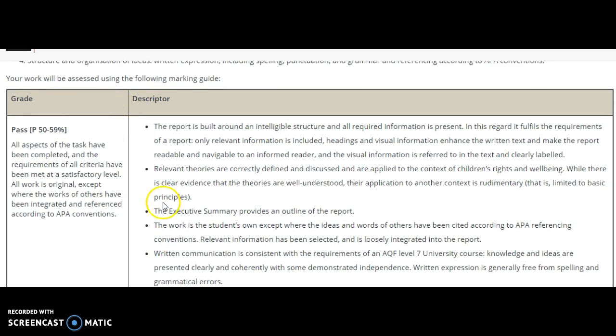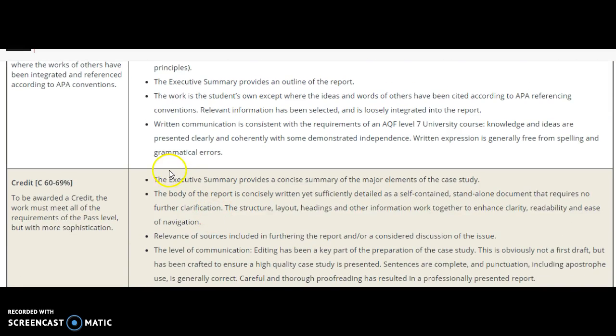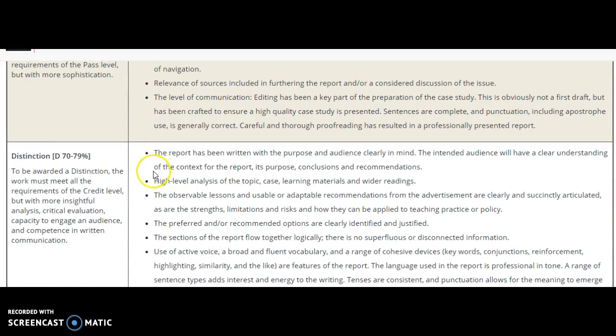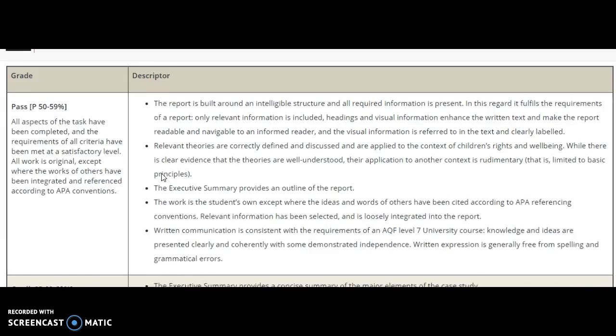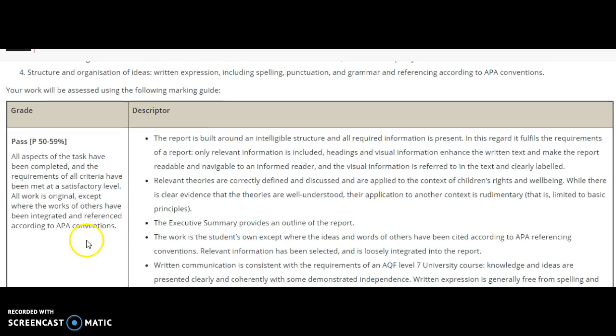Once you do and you meet all 5, then you can be considered for the next grade. So for credit, if you meet all 4 and you've met all the pass grades, we can consider you for a distinction, and so on. So make sure you're using this holistic rubric and you're ticking it off as you go, because this is what we use to mark your assessment.